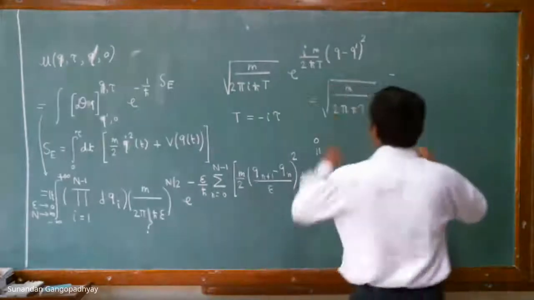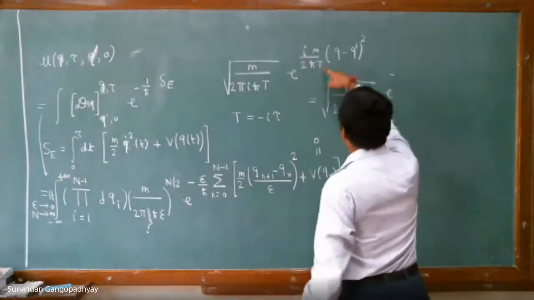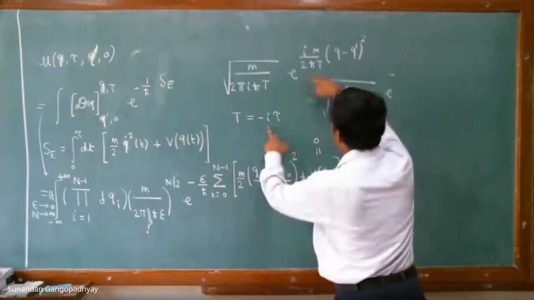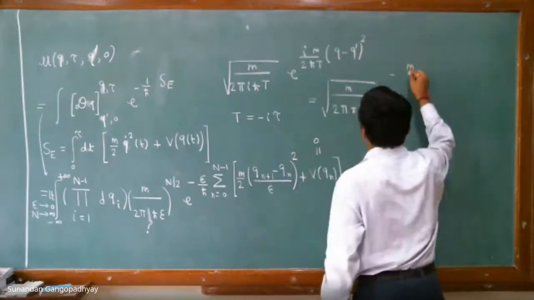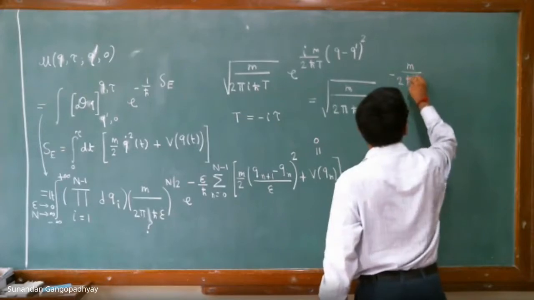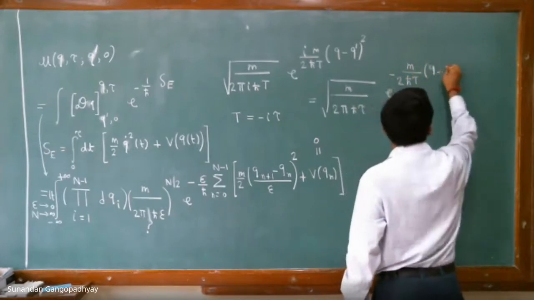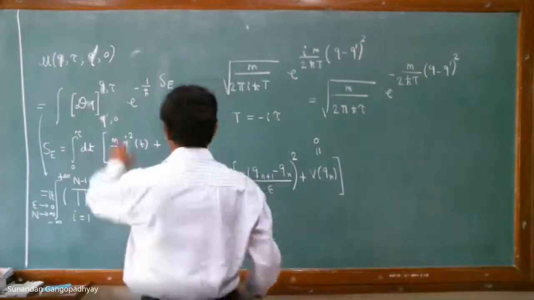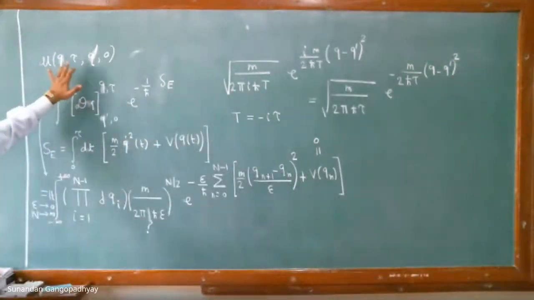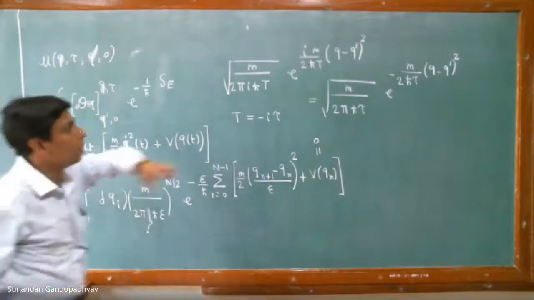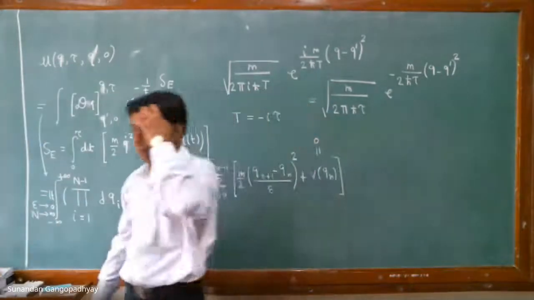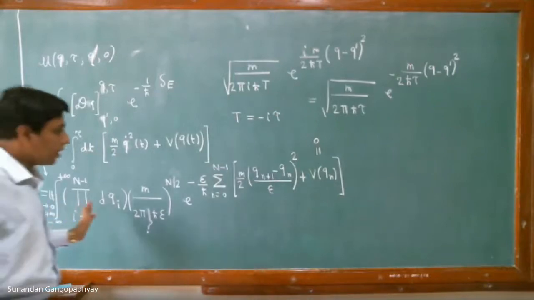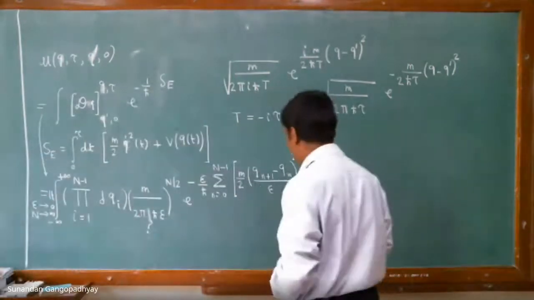Okay, so what you do is you put in t is equal to minus i tau over here. So i and i will get cancelled, and therefore you will have m by 2 h bar tau, q minus q prime squared. So this is the answer for the Euclidean path integral, U(q, tau; q prime, 0). The answer is this for the free particle.